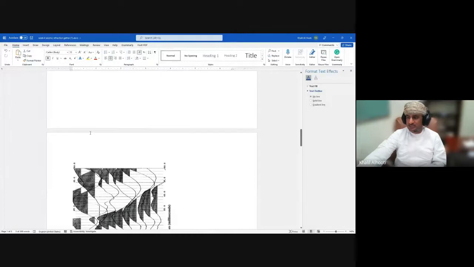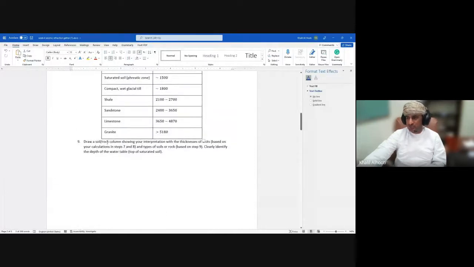So here is the final part. Try to guess where that soil rock column is, and try to find how much you need to drill to find the water.